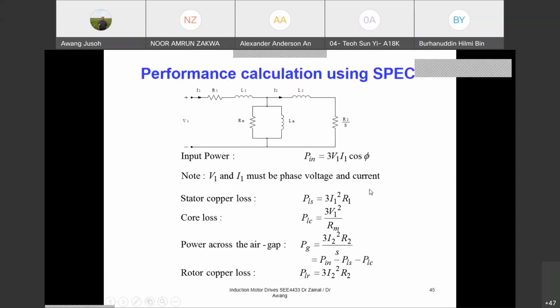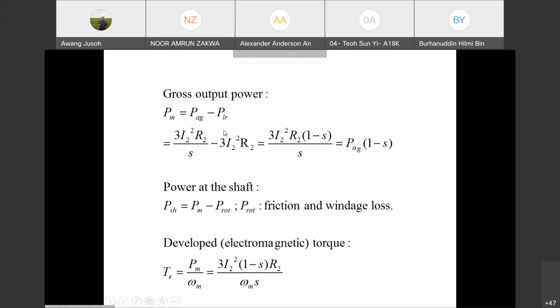Okay, P mechanical. P mechanical is PAG minus what? P2. PAG minus P2, and P2 or PLR are the same. PAG minus P2 or PLR gives you the P mechanical. If you derive this, you get the same formula as we did before. This formula minus this formula, times 3, same as before, equals PAG times (1 minus S). Just the same thing.